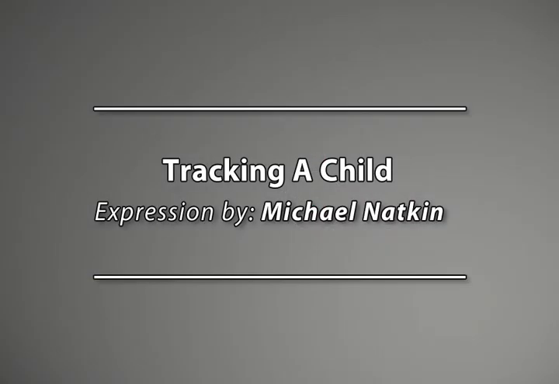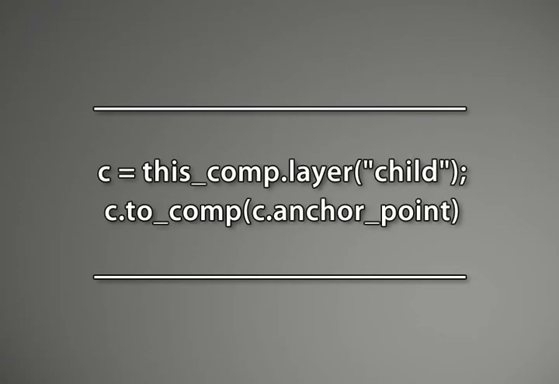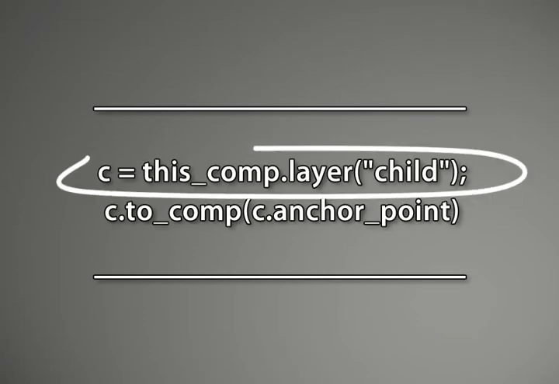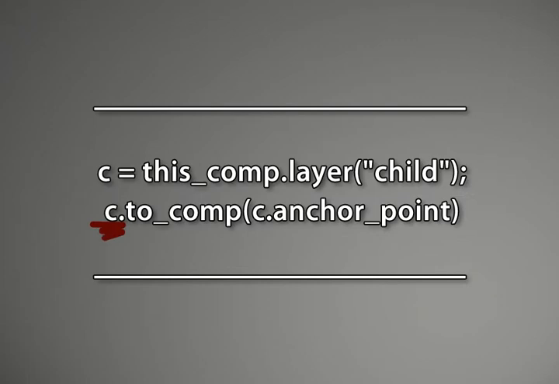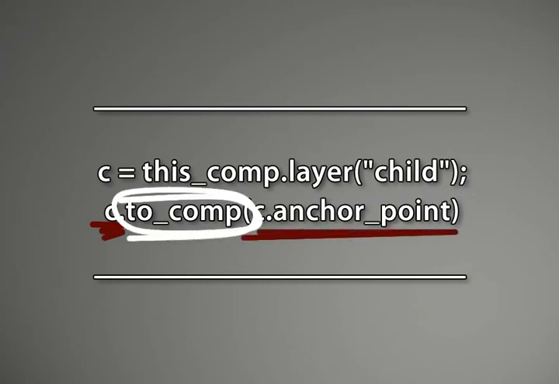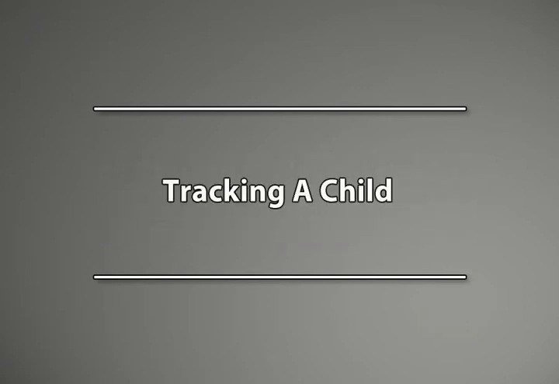According to my research, which could very possibly be incomplete, Michael Natkin of the Adobe After Effects team was the first person to publish an expression used to track the position of a child layer. He said this, which in English means that we need to define a variable, which he calls C, stating which layer we want to track. Next, we use the coordinates of C and transform them to our comp, using toComp, based on the position of the anchor point of the layer. And if we type that in and modify the name of our layer to match, it works beautifully.